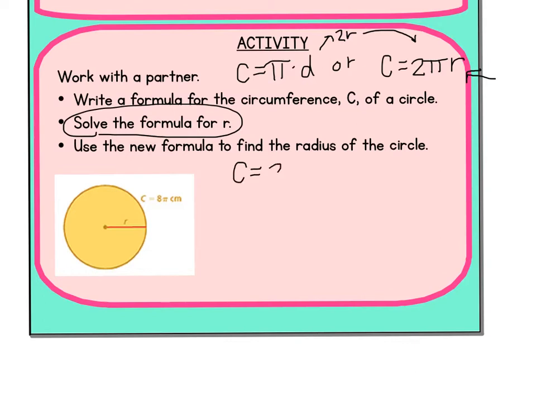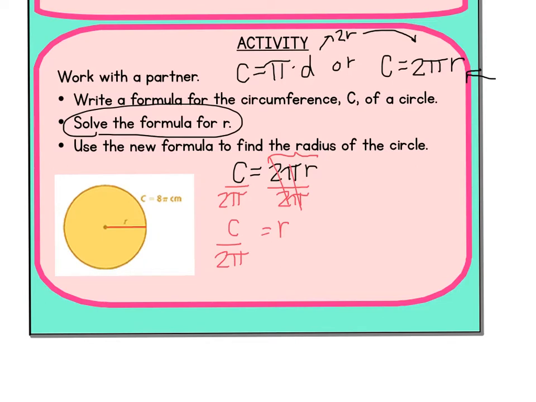So c equals 2 times pi times r. Since everything on the right-hand side that's connected to our r is connected by multiplication, we undo that using division. So I'm going to divide by 2 pi on both sides, because that's what I want to get away from my r. These cancel off, and I'm left with r equals c divided by 2 pi.